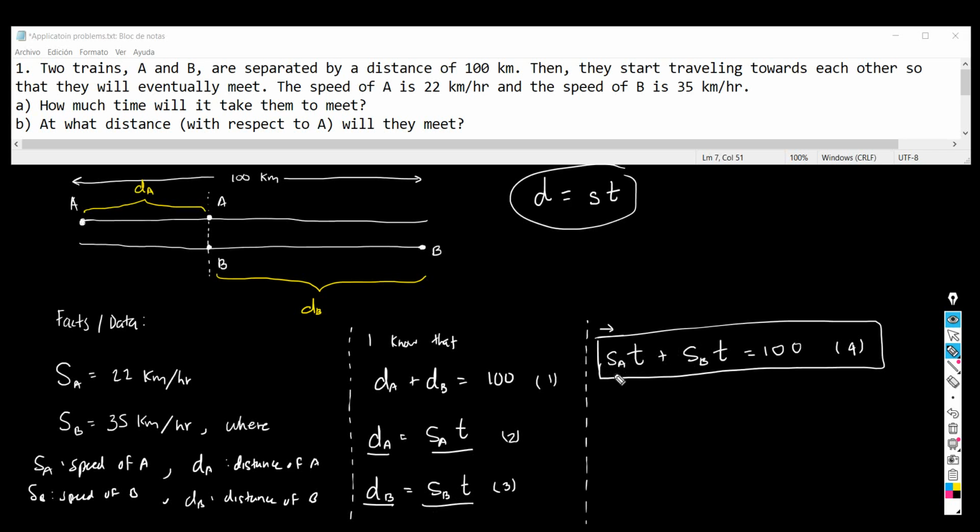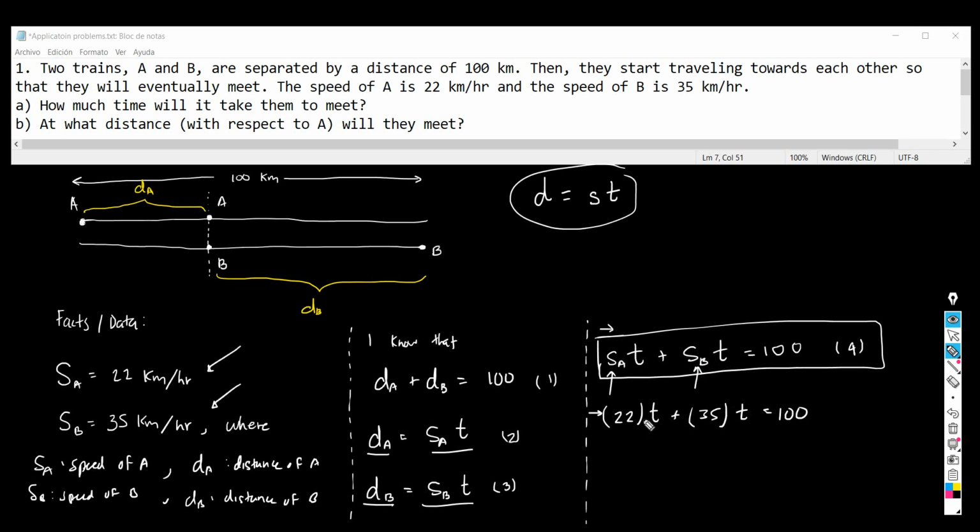Now, do I know this value, guys? Do I know the speed of train A and the speed of train B? Yes, we have them right there. So I may as well substitute them in here. So we have 22, that's the speed of A, times the time, plus 35, because that's the speed of B, times the time equals 100.